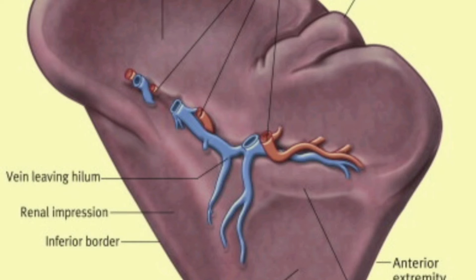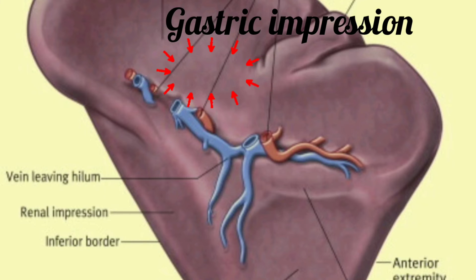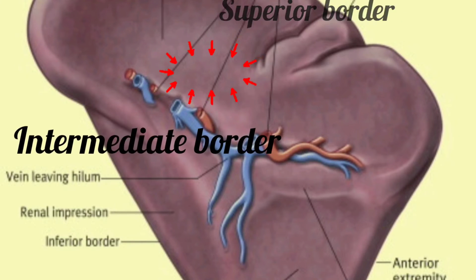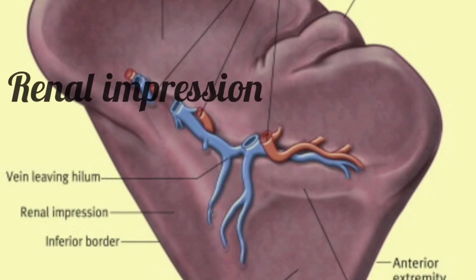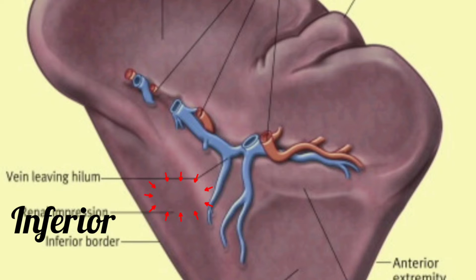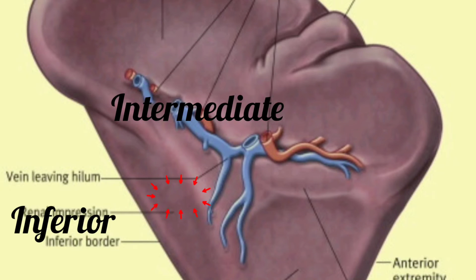We have already discussed that the spleen has both diaphragmatic and visceral surfaces, and the visceral surface contains certain impressions which are created by different organs. In this figure you can see that. The first among these is the gastric impression, which is made by the fundus of the stomach, seen in between the superior and the intermediate border. Next one is the renal impression made by the left kidney. It is seen in between the intermediate and inferior border.